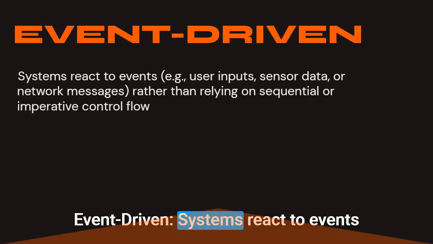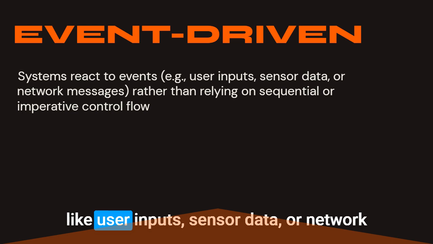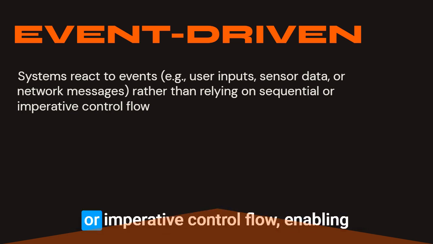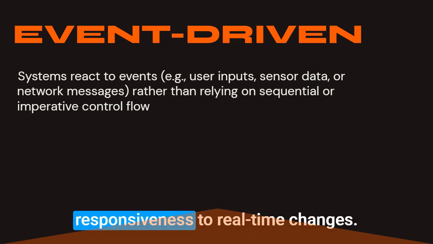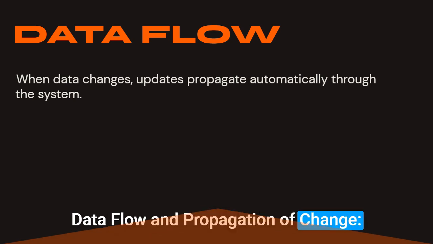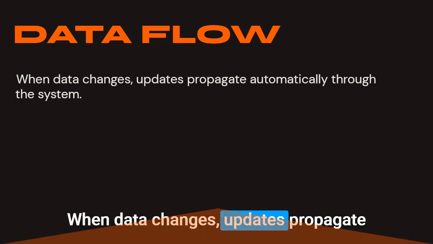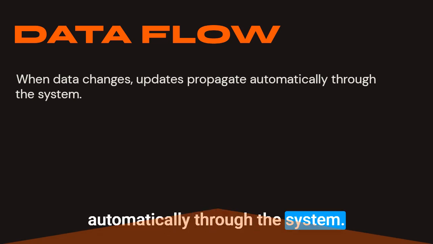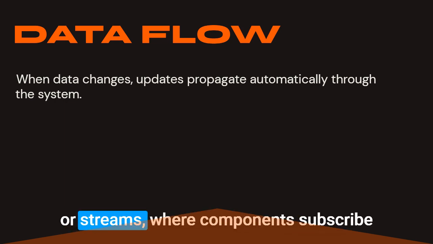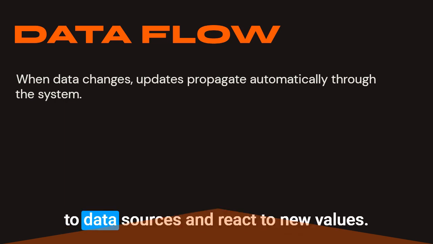Event-driven. Systems react to events like user inputs, sensor data, or network messages rather than relying on sequential or imperative control flow, enabling responsiveness to real-time changes. Data flow and propagation of change. When data changes, updates propagate automatically through the system. This is often achieved using observables or streams, where components subscribe to data sources and react to new values.